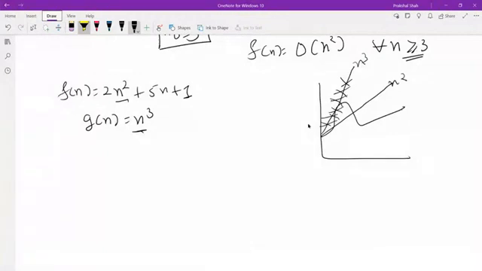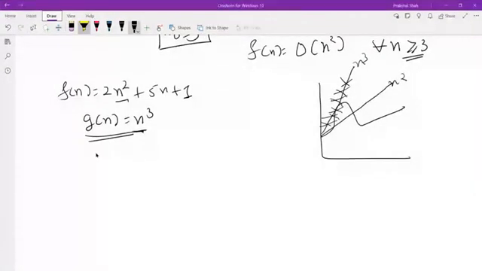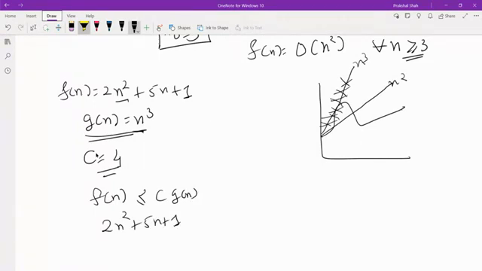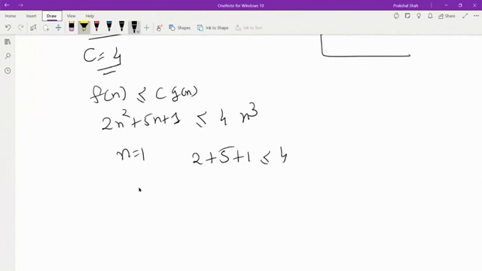But see, if you consider this, let's suppose c equals 4, so f of n is less than or equal to c into g of n. So f of n, 2n square plus 5n plus 1, is less than or equal to 4 into n cube. Now for n equals 1, it will be 2 plus 5 plus 1 less than or equal to 4. 8 less than or equal to 4 is false.